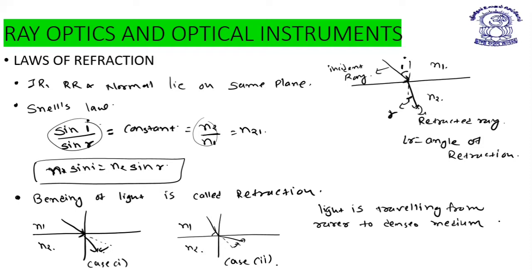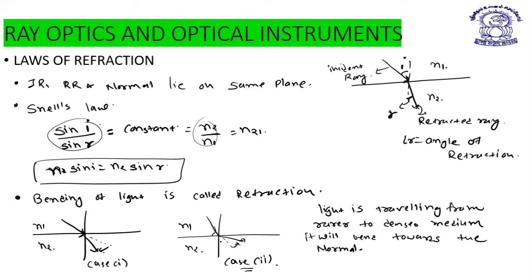If light travels from rarer to denser medium, then it will bend towards the normal. And the reverse case is when light travels from denser to rarer, it will move away from the normal.